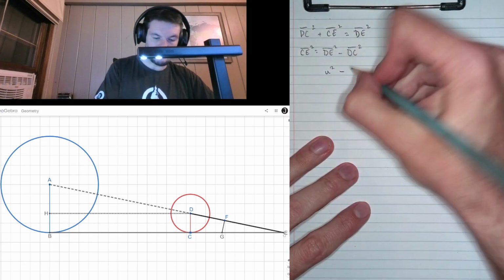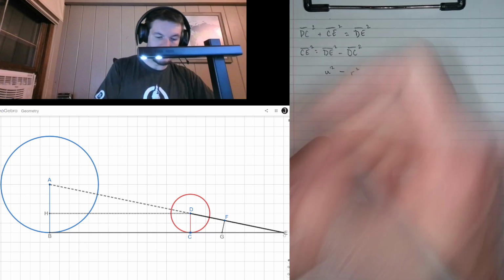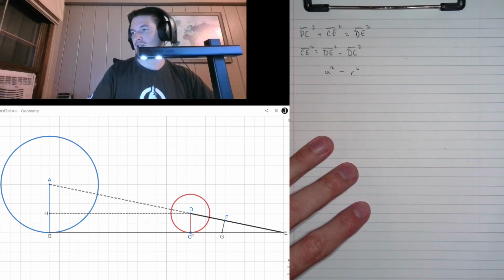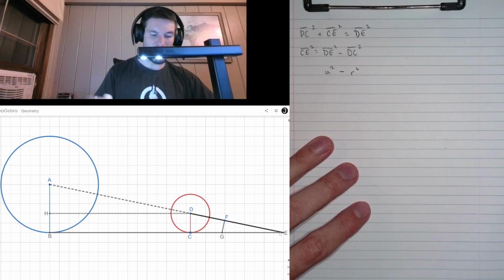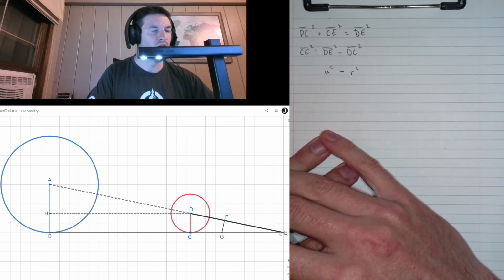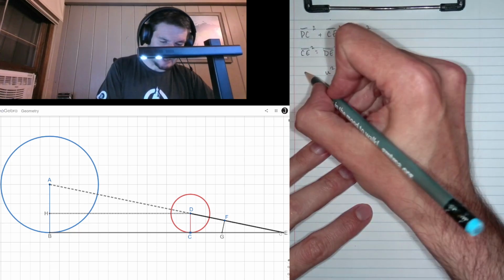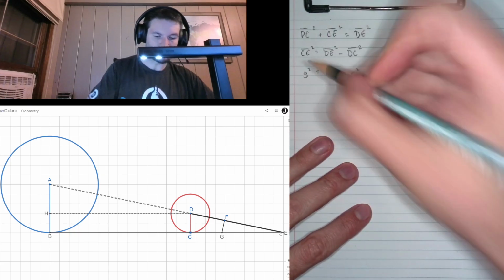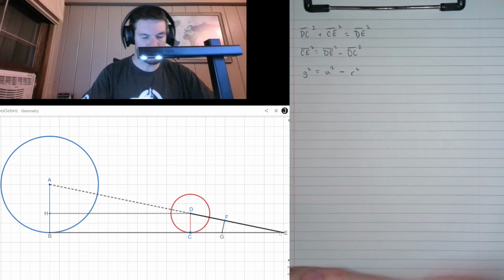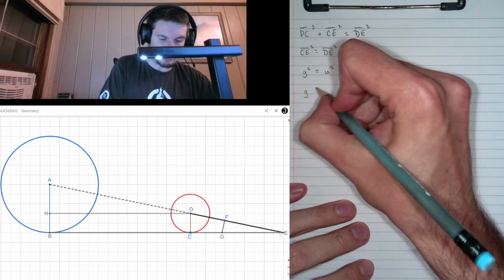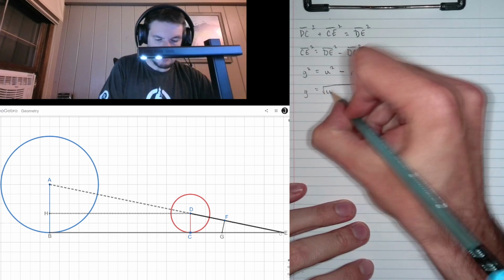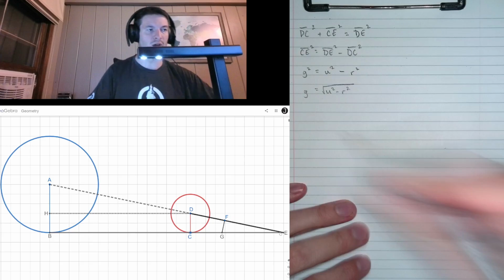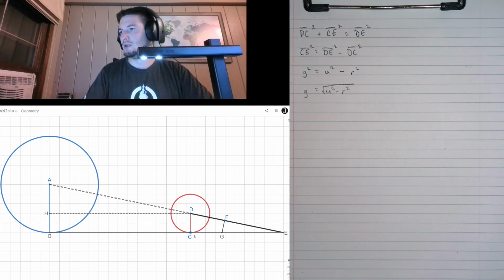DC is simply the radius. And we're going to call this distance, we can call it E for edge. Actually, no, E is a loaded letter. Let's call it G for edge. So G squared is equal to U squared minus R squared. We take the square root of both sides and we get G is equal to the square root of U squared minus R squared. So now we have a way to express this distance CE. So we have DC, CE.